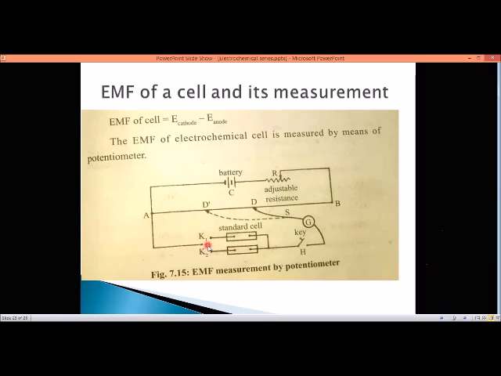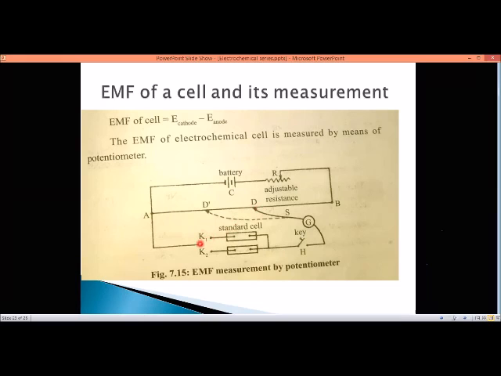So first I will introduce one key, K1. I will take this jockey stick and start moving it along AB, so adjusted that no current flows through the galvanometer. I keep watching the galvanometer pointer. If it is deflecting, the current is moving; if it is not deflecting, the current is not moving. Let it happen at point D, where no current is flowing. Now the EMF of the cell will be exactly equal to the potential difference between A and D.